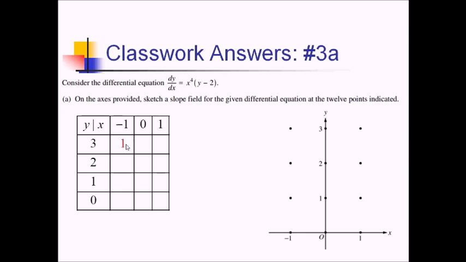That gives us 1. And 2 minus 2 is 0. 1 minus 2 is -1. And 0 minus 2 is -2. Next, I have an x value of 0. Well, that's going to zero out the whole thing. So all the way down, we've got zeros.